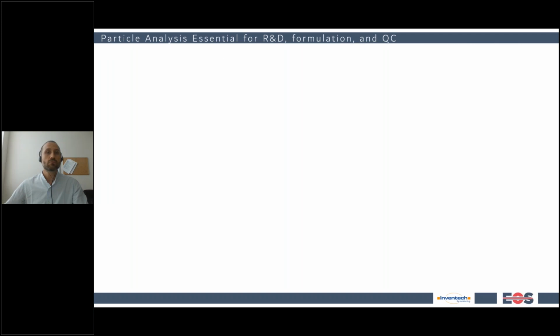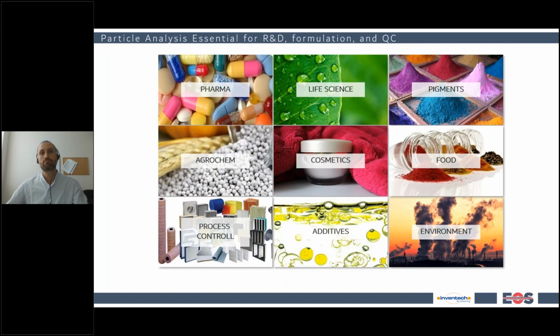But let's start. Why measure particles? Because particles are present in many fields, starting from pharma, life science, pigments, cosmetics, and so on. And rephrasing the sentence of Lord Kelvin, if you are not able to measure particles, you are not able to improve the formulation based on particles or to improve your knowledge about your products. So it is essential to characterize the particles in liquids properly.